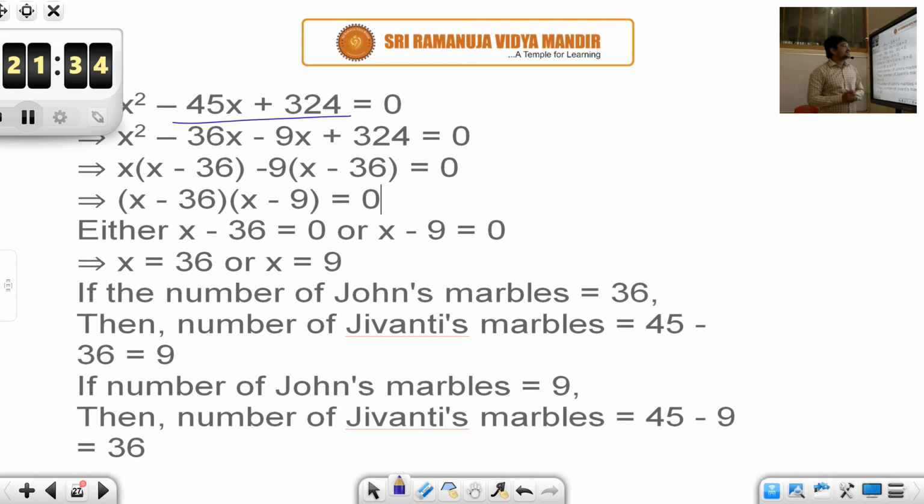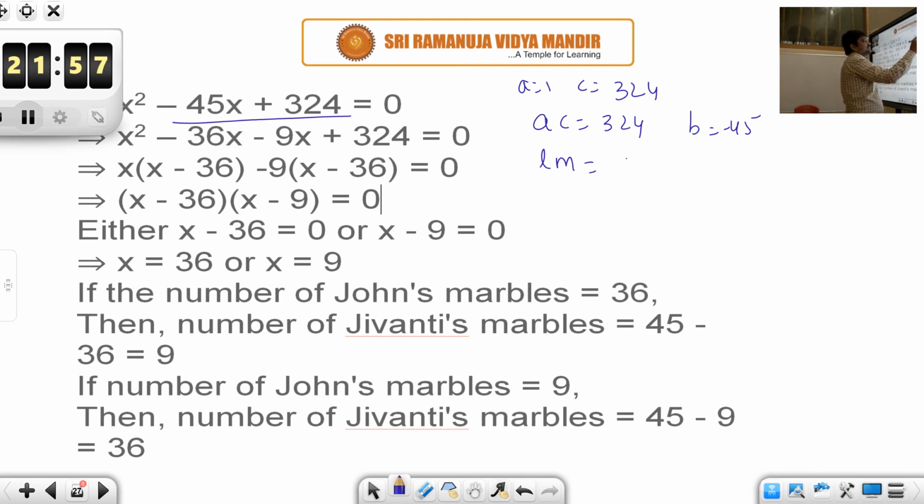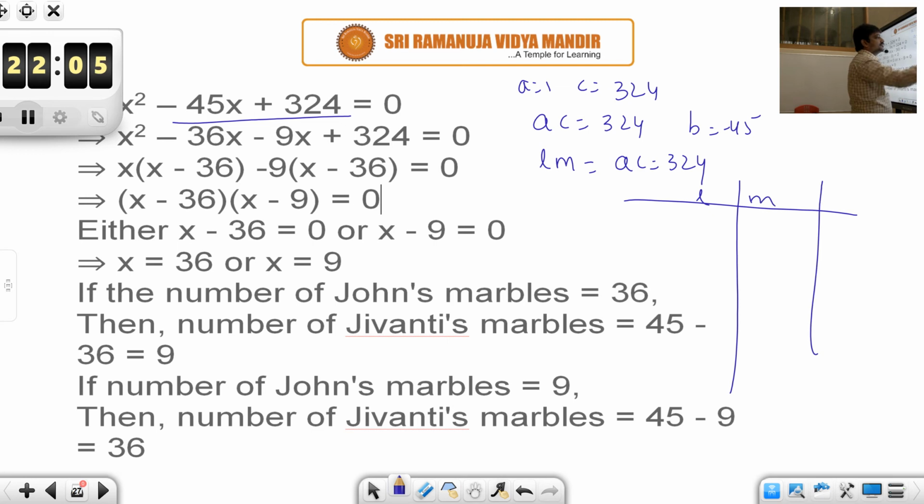Now we have learned how to do the factorization method, so let's try to solve this using it. Here A is 1 and C is 324. So AC is 324 and the value of B is minus 45. So here what we need to do is choose the values of L and M such that LM is equal to AC, that is 324. So let's factorize this. If L is 1, then M is going to be 324. So this combination is not possible.